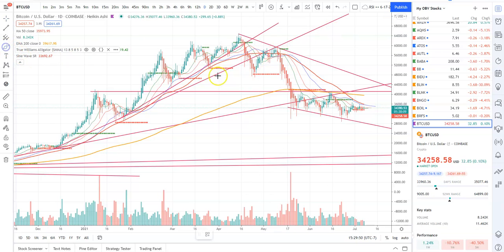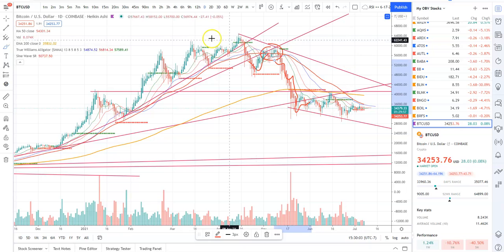And as you can see, this is basically textbook what happened here. Broke down outside this channel, came back for the retest, and now we are breaking down, right? Breaking down. That is what has happened in Bitcoin.